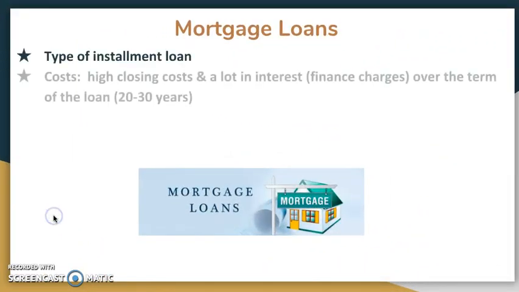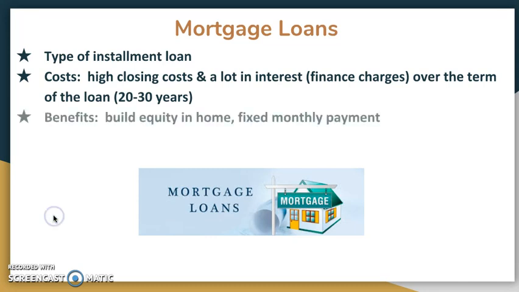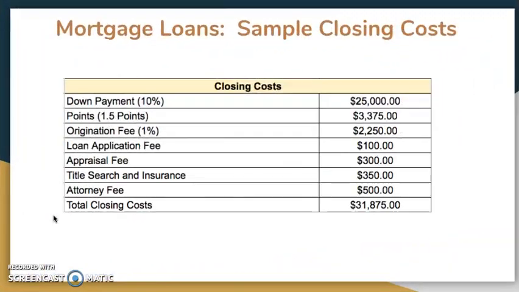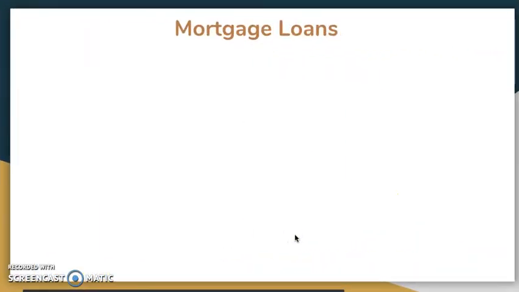Mortgage loans are a type of installment loan. Their costs are high closing costs and a lot of interest. And the benefits are you get to build equity in the home and you'll have a fixed monthly payment. Here are some examples of common closing costs. It is recommended that you make a down payment for a mortgage, but it's not always required. As you can see, this can run into quite a bit of money.